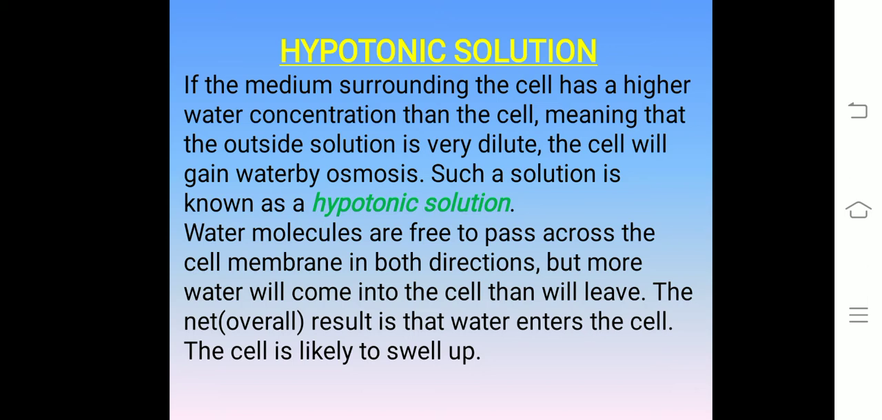Hypotonic solutions. If the medium surrounding the cell has higher water concentration than the cell, that means if there is more water concentration outside the cell as compared to inside, the cell will gain water by the process known as osmosis. Because through osmosis, water moves from a region of high water concentration to a region of low water concentration. Such a solution is known as hypotonic solution.